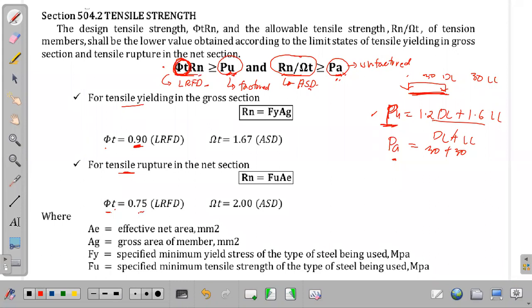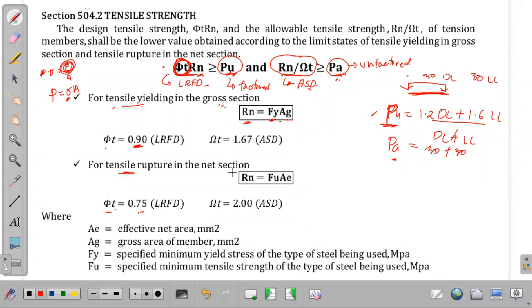Okay? So ano yung magiging value natin ng Rn? Yung Rn, yung nominal natin. So pagka gross section yielding, ang Rn natin is equal to Fy times Ag. Okay? Fy times Ag. So pagka maalala niyo yung force, stress is equal to load or force over area, di ba? Ang hinahanap natin P. Yan yung Rn. For example, yan yung load. Kaya stress times area. So ang stress natin, ang gagamitin natin, pagka gross section, ang pinag-uusapan natin, tensile yielding, Fy. So yung stress natin dito, Fy. Tapos yung area natin is of course yung gross area.